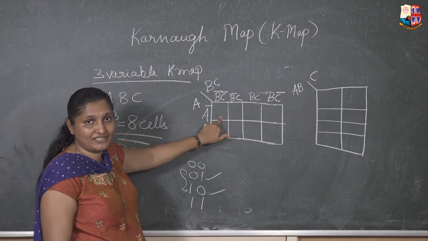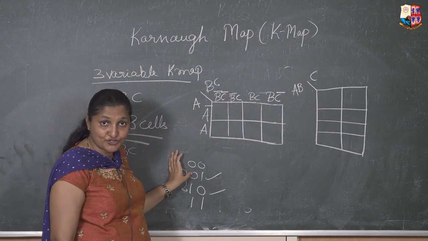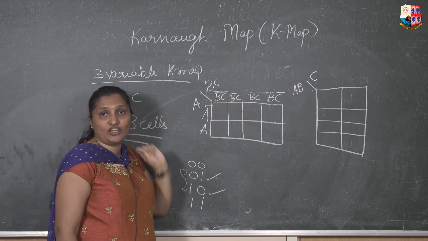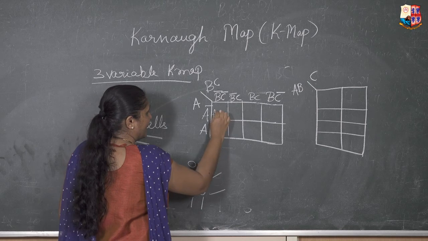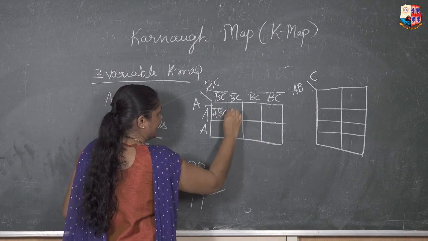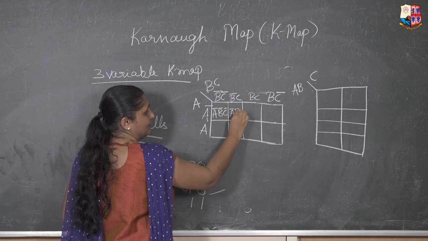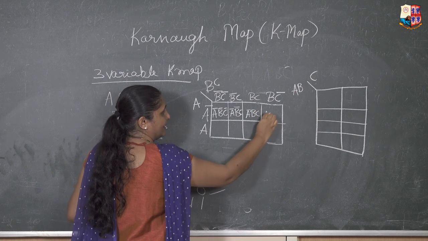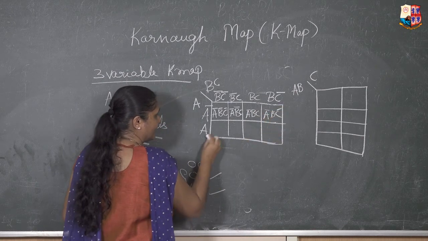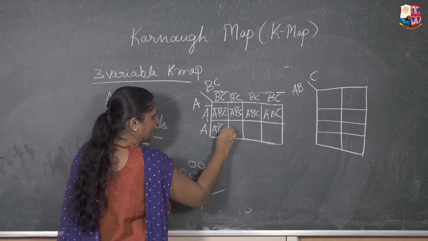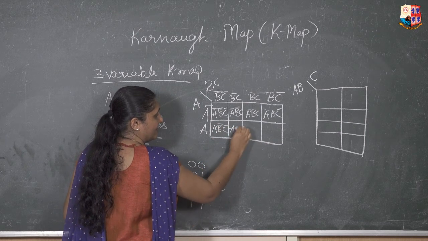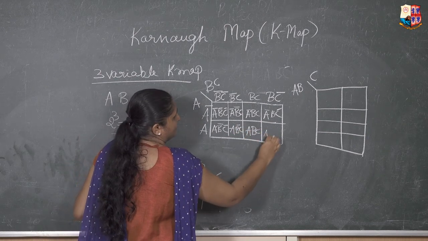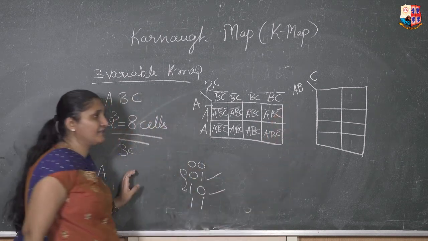So now you can write what each box corresponds to. They represent the product of the row wise variable and the column wise variable. So here this is A bar B bar C bar, A bar B bar C, A bar B C, A bar B C bar, A B bar C bar, A B bar C, A B C and A B C bar.